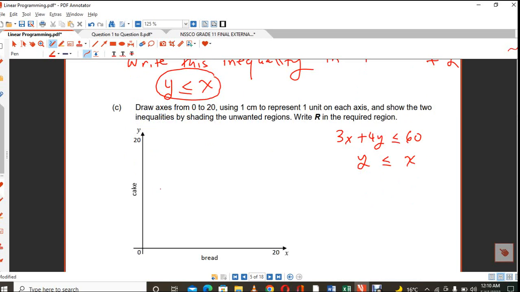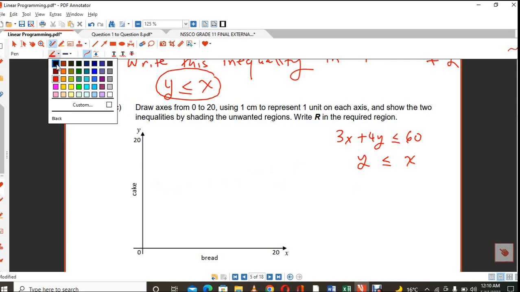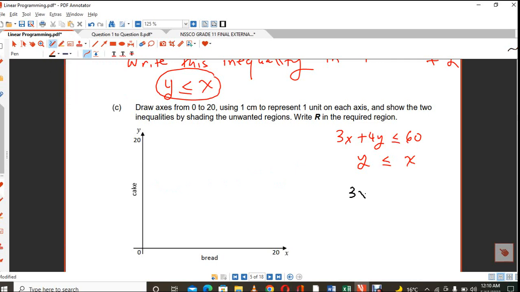So we're going to go to the graph, and then we're going to obviously graph it nicely. My concern is how will you draw these lines? So you're going to make this equation, say 3x plus 4y equals 60. So you're going to say if x is 0, okay, then 4y equals 60.